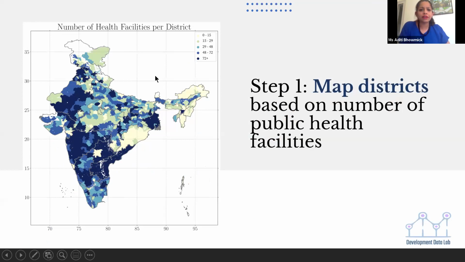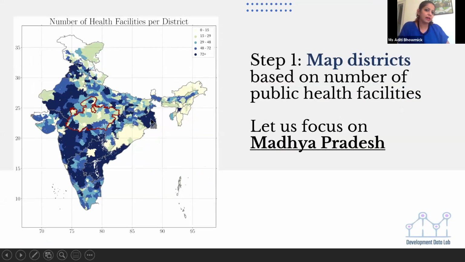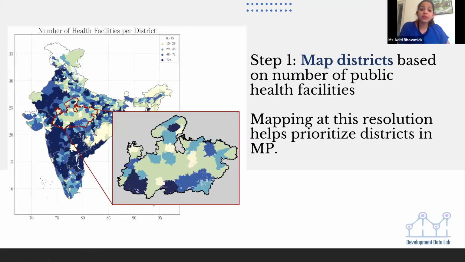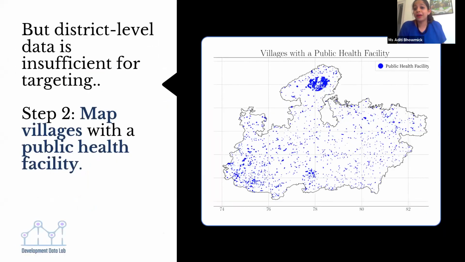As you can see, there's a lot of variation. So this is the number of public health facilities per district. Let's zoom into MP, because it looks like a lot of districts that are in need are concentrated here. But even within Madhya Pradesh, there's a lot of variation. So let's go a level further, right? If you have the data, you can do things like this. District level data, like I said, is not sufficient for targeting. So let's map villages which have a public health facility.